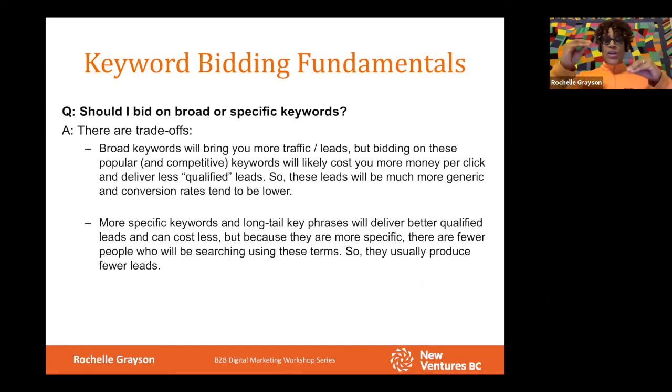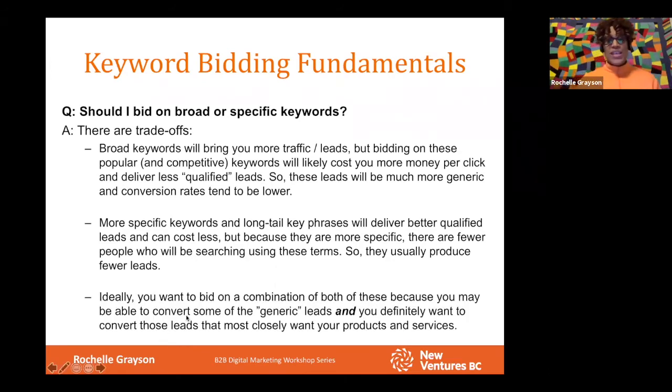So this is where the trade-off happens. Broad will give you lots of traffic, lower conversion. More specific will give you less traffic, but maybe a higher conversion. So ideally, when you're bidding on your keywords, you want to have a combination of both. You want to get some of that traffic, so people come to your website because maybe that's exactly what they're looking for. We were lazy and I just typed in a couple of words and you're giving me exactly what I was looking for.